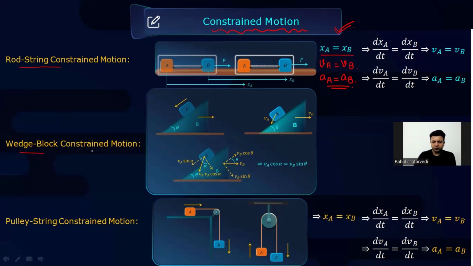In the wedge block system, there is one wedge and one block A. The tendency of block A will be to go in the downward direction along the inclined plane. Since it is moving downward, block B can move towards the right direction. So I'm considering that the velocity of block A is VA and of block B is VB.